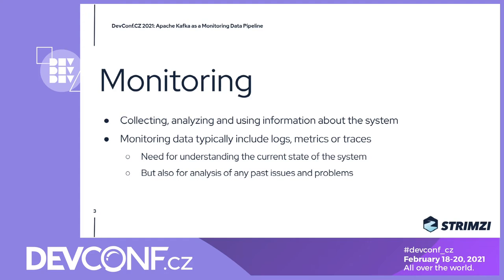And this data has different use cases when it is important. For example, we usually need to understand the current state of the system to know whether it's running okay, whether it has some problems, whether we need to do something and stuff like that. It's also useful later, for example, to analyze past issues and problems, or maybe to analyze possible future improvements in performance or in some functionality and things like that.